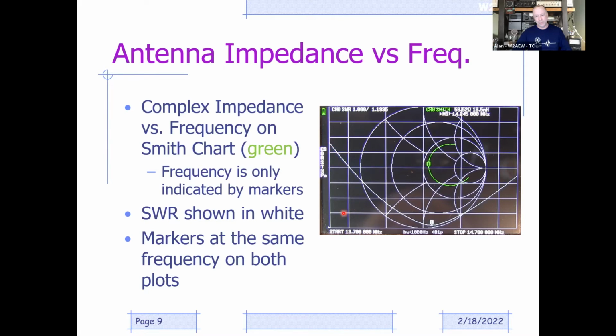So my SWR is, what, 2, 3, 4, 5, 6.5 to 1 at that end right here. We're down to about 1.2 to 1 right here. And then all the way at the other end over here, it looks like we're about, what, 2, 3, 4, 4.5 to 1 at that end. Again, the further you are away from the center of the chart on the Smith chart, the higher the SWR.